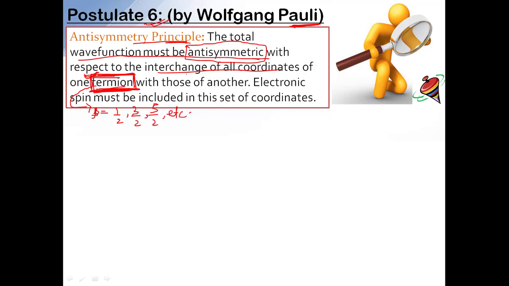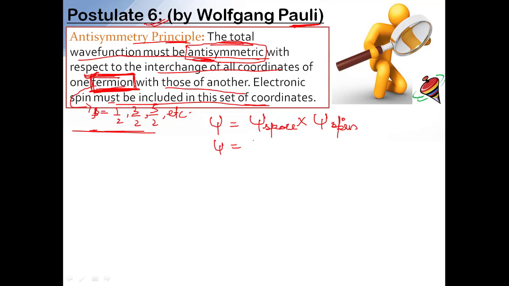With those, let me start again. The total wave function must be antisymmetric with respect to the interchange of all coordinates of one fermion with those of another. Electronic spin must be included in this set of coordinates. What it is trying to say is that the function has two parts. One is the space part and the other is the spin part. The multiplication of the space part and the spin part should give an antisymmetric result.